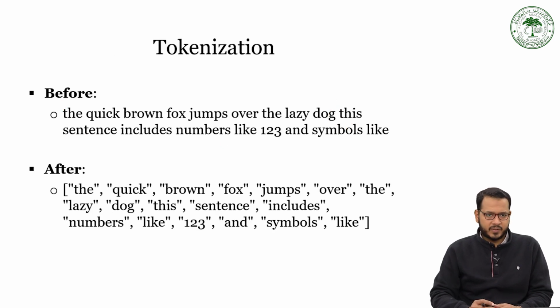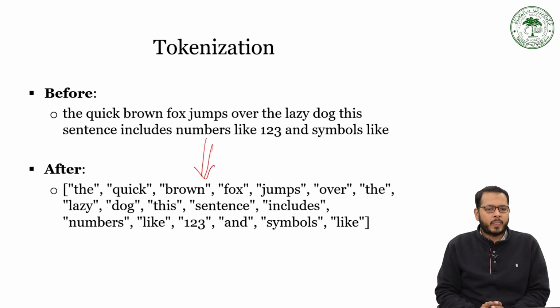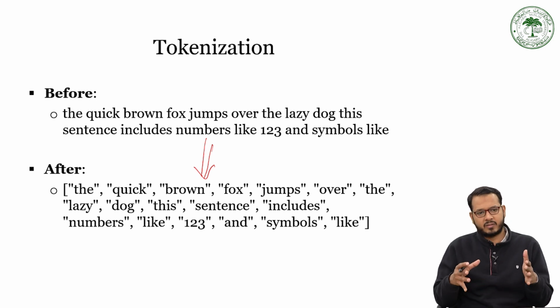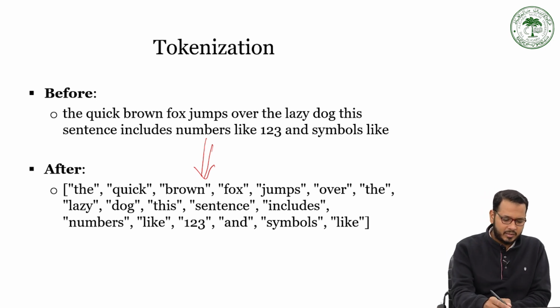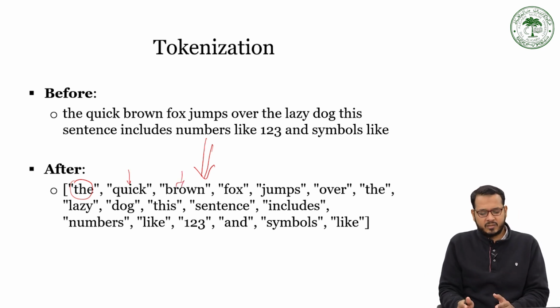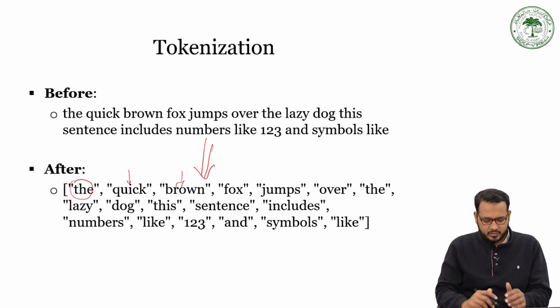Now let's say after that we do tokenization on the processed text. So if we take this text and break it down into individual words, let's say words are the tokens, and we have considered space as the criteria for tokenization. So you see that the is a separate word in this list now, quick is a separate word, brown is a separate word, and all of them are being considered as separate tokens after the process of tokenization.